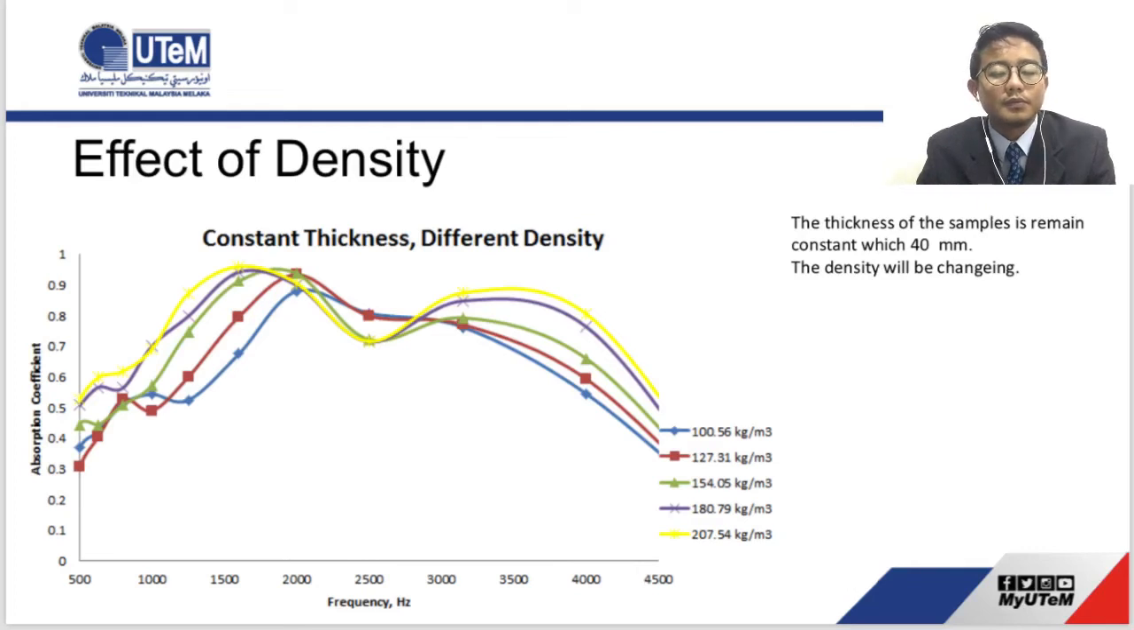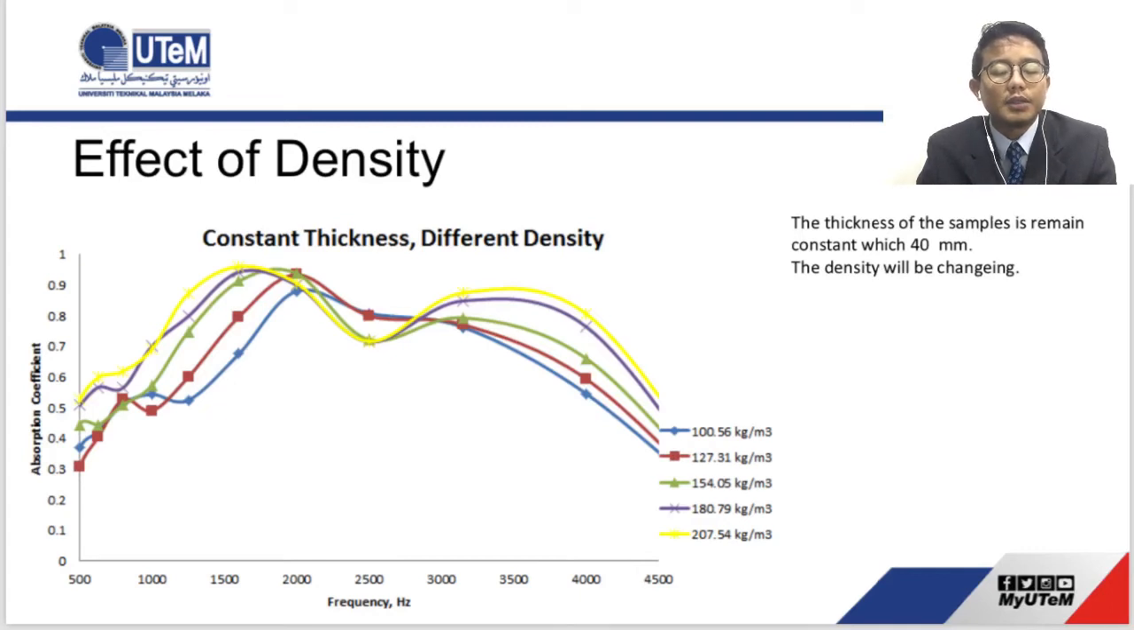From the graph, at a frequency of 500 Hz, the absorption coefficient increases as the density of the fiber increases. Sample 1, with a density of 100.56 kg per meter cube, reaches 0.5 absorption coefficient at a frequency of 1250 Hz, while sample 2, with a density of 127.31 kg per meter cube, reaches 0.5 absorption coefficient at 1000 Hz.